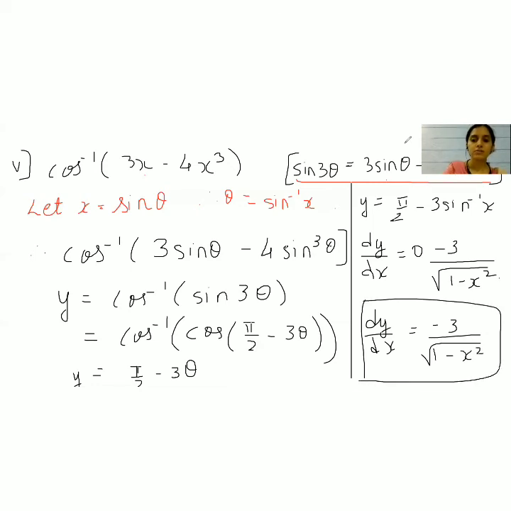Clear? So here we finish with question 9, 5 questions. Okay, I'll finish with this exercise in the next session. I'm sorry, and begin with logarithmic differentiation.